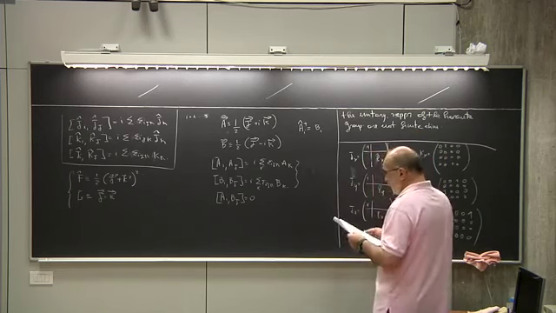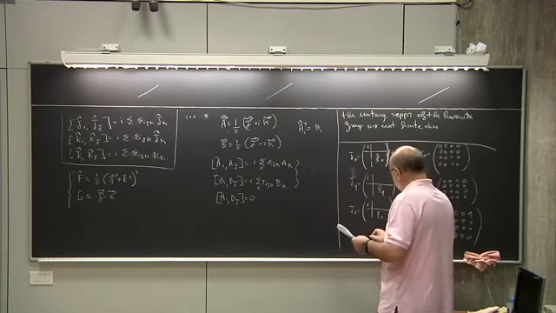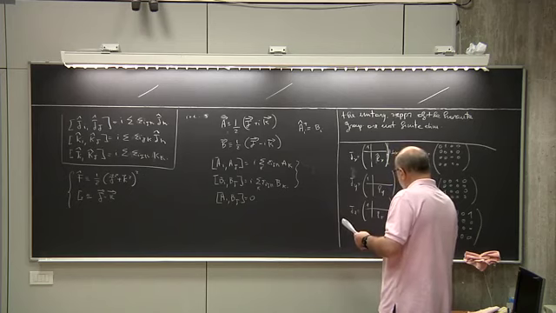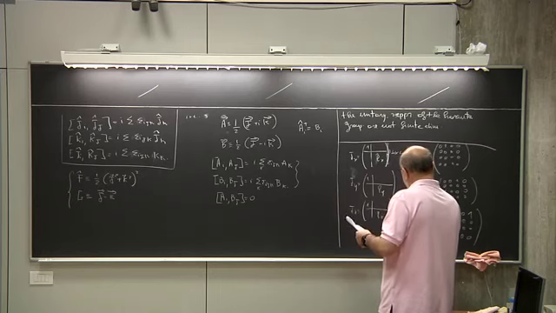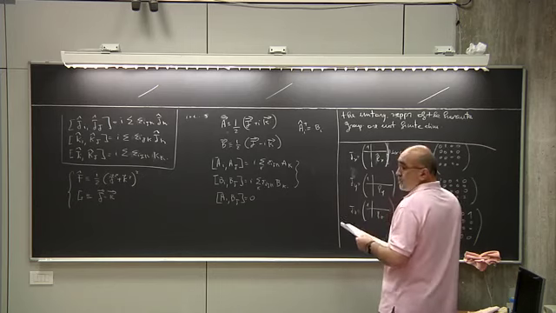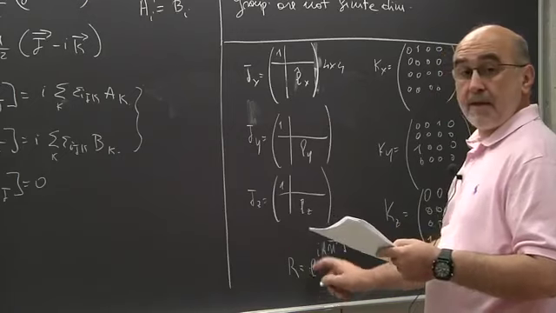Well, if you remember how the generators were built, the rotation generators were exponential of i, an angle alpha, a unit vector n times J, and these were Hermitian, so this is unitary.